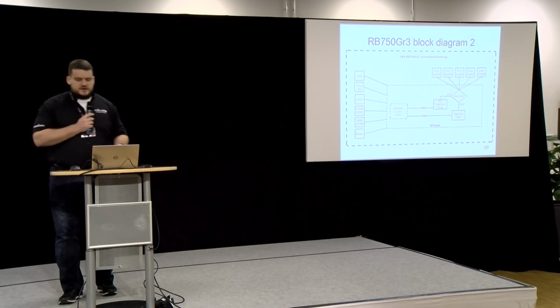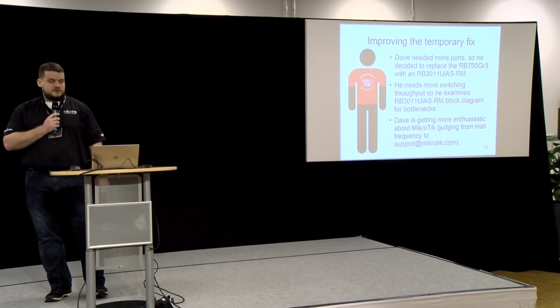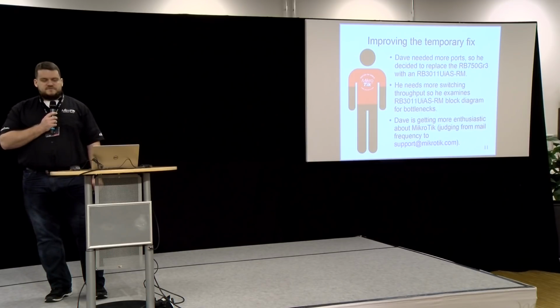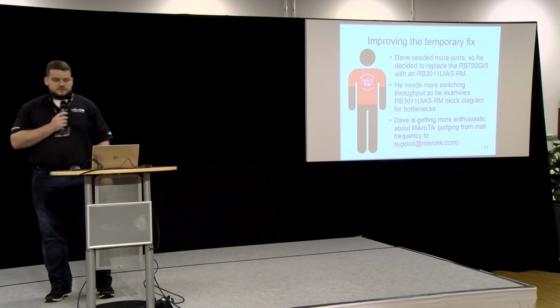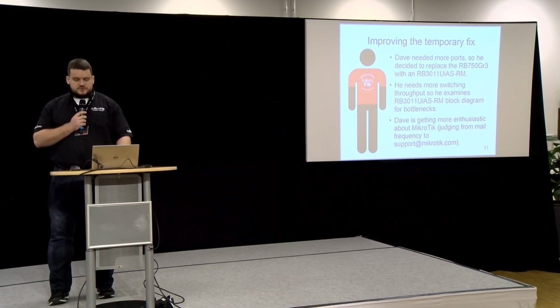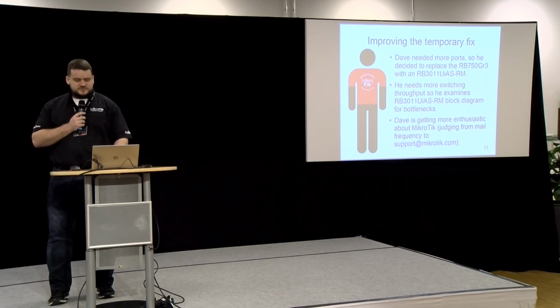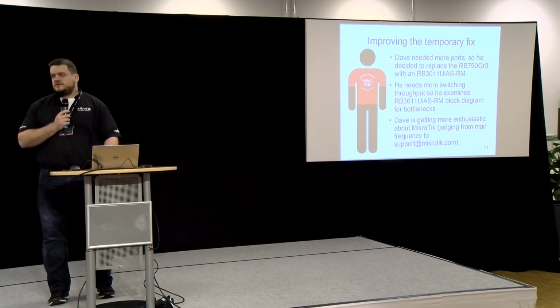Okay, time flies by. Of course, the fix worked for a while. Now he needs to improve on the fix, and he is looking for new hardware to replace his 750G. He sees that 3011 could be a very good choice, since he needs more switching throughput. He now examines the 3011 diagram as in his previous examples, looking for bottlenecks. And of course, he's getting more and more enthusiastic about MikroTik and sends even more support tickets.